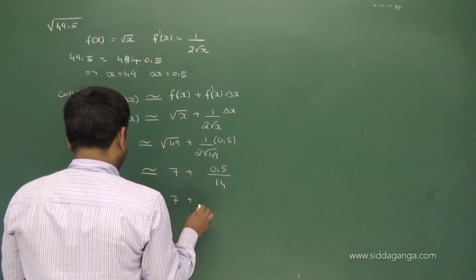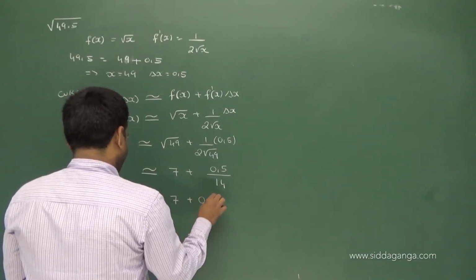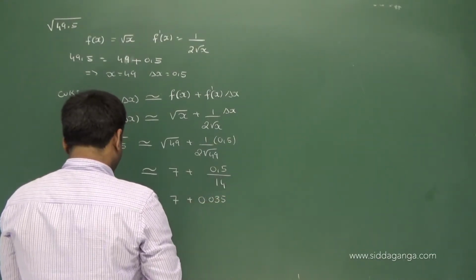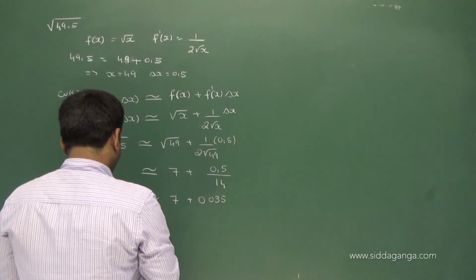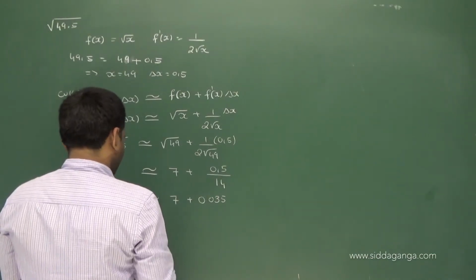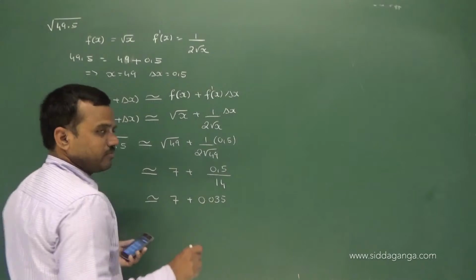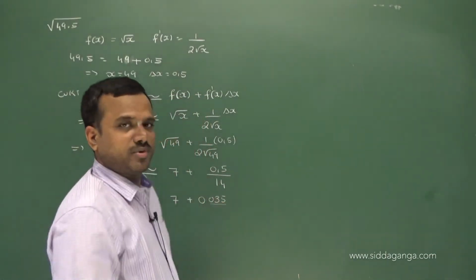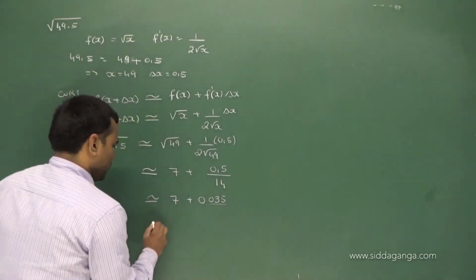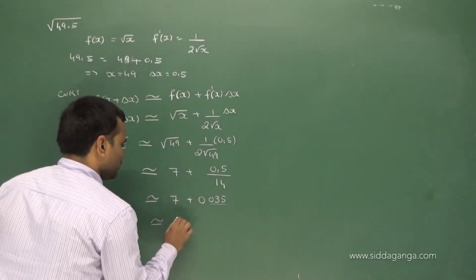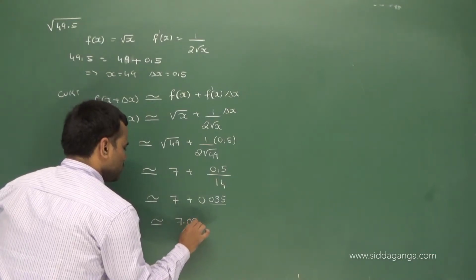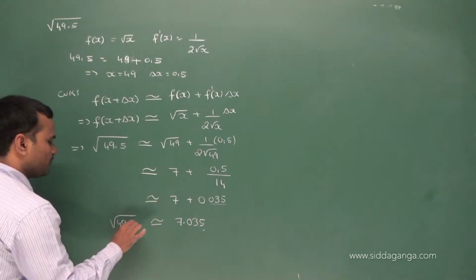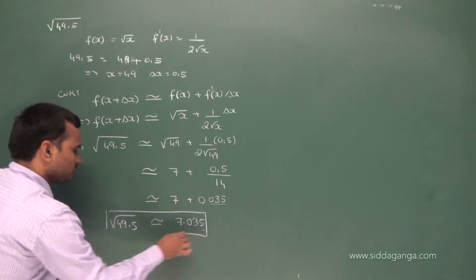7 plus 0.035. Correct na? 0.5 divided by 14. 7 plus 0.035, because he asked use up to 3 decimals, I use only 3. Okay, this value is approximately equal to 7.035. Check using calculator also. We got the same result.